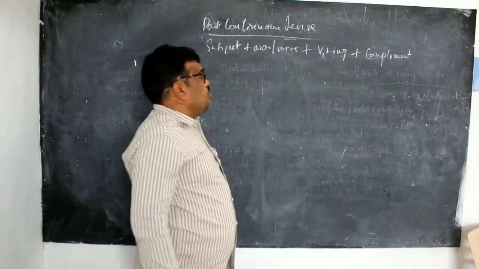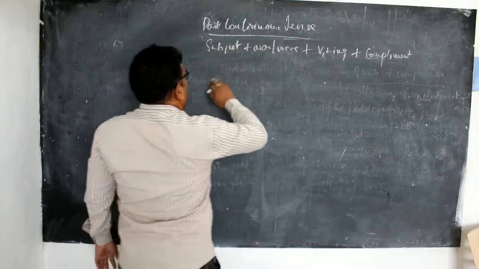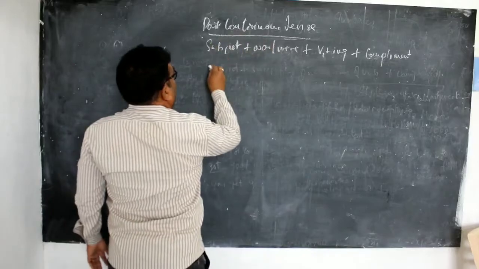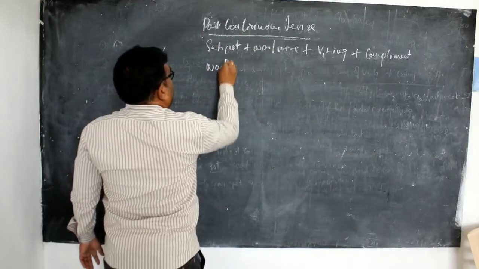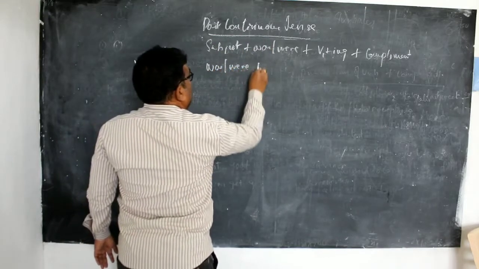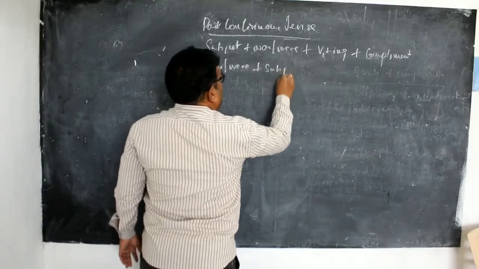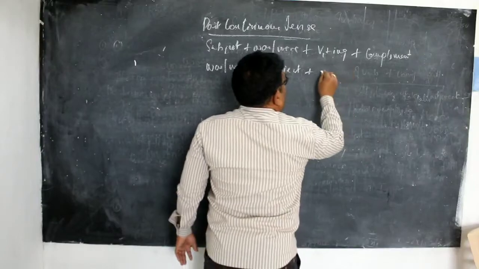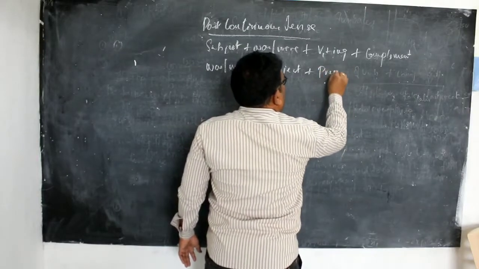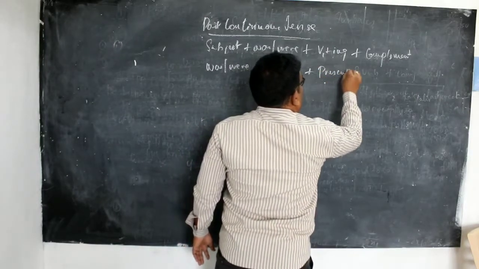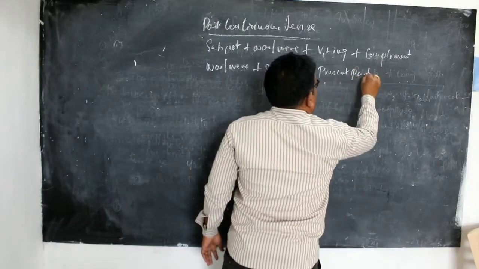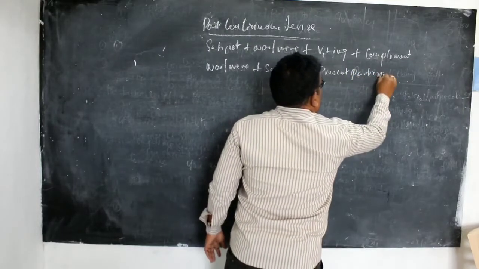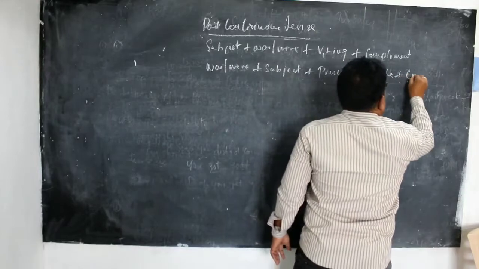When you want to make a question, what do we have to do? The helping verbs was or were, plus subject, plus present participle or ing form of the verb, plus complement.